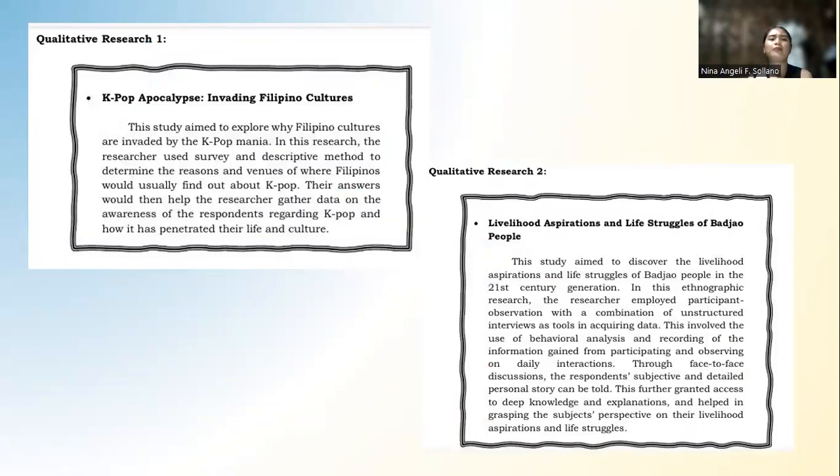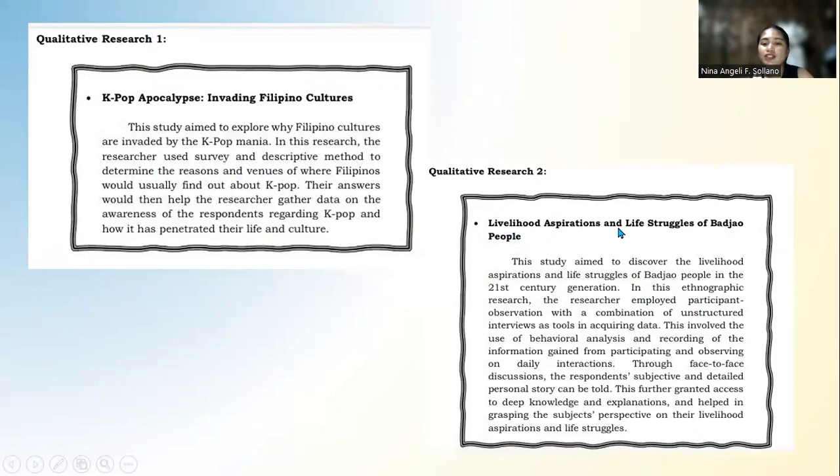So here are the example topics of qualitative research first. Here the study is entitled K-pop Apocalypse Invading Filipino Culture. This study aimed to explore why Filipinos, and then we have seen here that the researcher used a survey and descriptive method, okay? Here, another one.